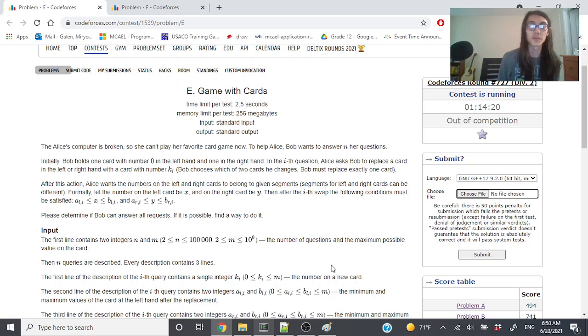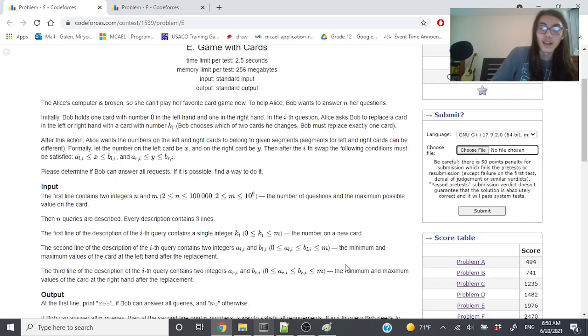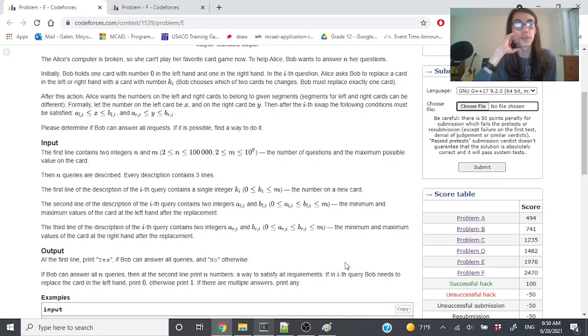Alice's computer is broken, so she can't play her favorite card game now. English is nice. Initially, he holds 1 card with 0 in the left hand and 1 in the right hand. In the ith query, replace a number Ki. After this action, you realize the numbers on the left and right cards belong to given segments. Segments for left and right cards can be different. Formally, let the number on the left card be X.